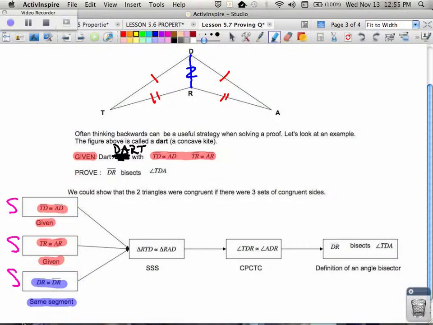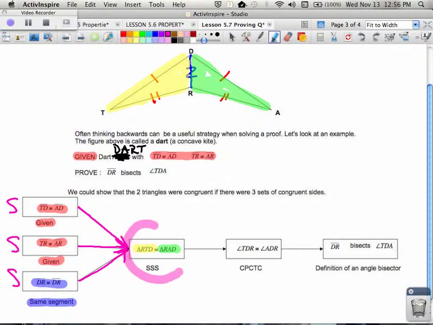Again, that was talking about my triangle on the left, which we call triangle RTD, and my triangle on the right, which we call triangle RAD. And so since we have three congruent sides, we take these arrows and we point them to our next conclusion, which is in fact those two triangles are congruent to each other, and they're congruent to each other by the side, side, side theorem.